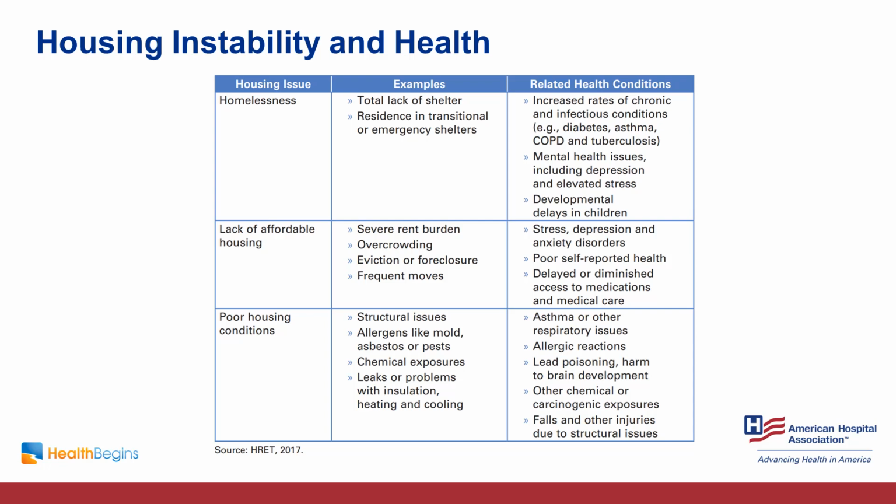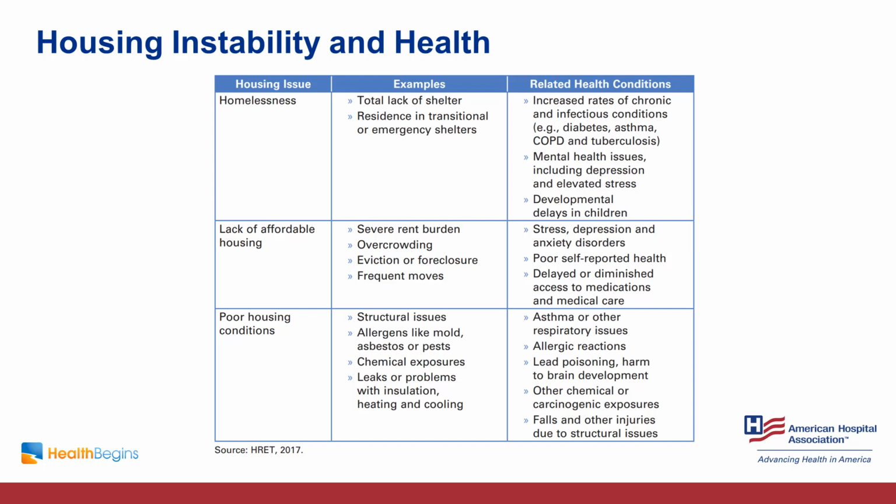The question at large is whether it's homelessness specifically or housing instability at large, how does this impact health? This table gives a quick snapshot of the multiple health conditions that are related to these different types of housing instability issues. So you can see here examples of how homelessness, specifically lack of shelter or residence in transitional, even emergency shelters, can be linked to a variety of health conditions, such as increased rates of chronic and infectious conditions, COPD issues. It can be related to or exacerbate mental health issues, including depression, and it can also lead to developmental delays in children. Let's also look at lack of affordable housing, again, which is represented by those who experience a severe rent burden or experience overcrowding. We know that lack of affordable housing is also related to health conditions such as stress and depression and anxiety, related to poor self-reported health, and also delayed or even diminished access to medications or medical care.